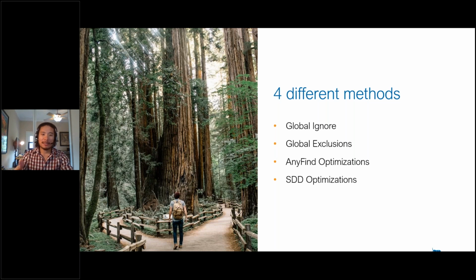So the 4 different methods that I'm going to show you are how to utilize the global ignore lists and global exclusions. Then we're also going to talk about how to do any fine optimizations. And then if you're using sensitive data definitions, we're going to talk about that. And realistically, all 4 of these different methodologies should be utilized when you're handling things like false positives. So we'll go there. All right, so I'm going to switch over my screen and we're going to hop right into the live demonstration portion of this. So give me one moment.